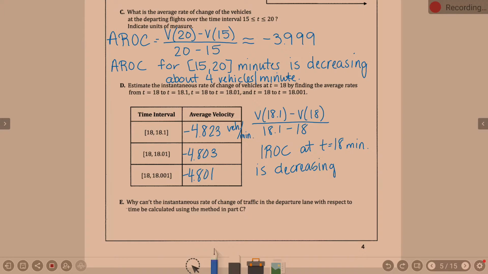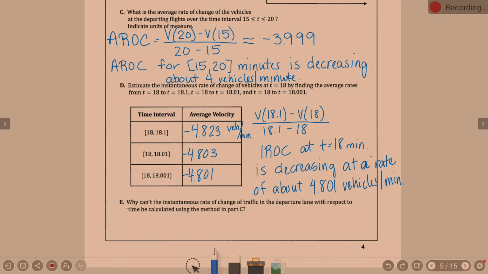Did I spell that right? Yeah, my S just went wonky. So decreasing at a rate of about 4.801 vehicles per minute. Again, it doesn't have to be those exact words, but something along those lines. And I'm not going to argue, Jacob. I bet it does go to negative 4.8 soon.